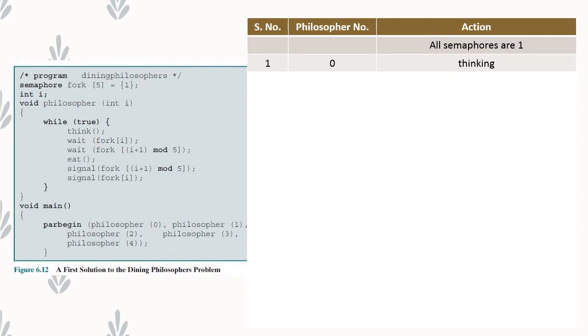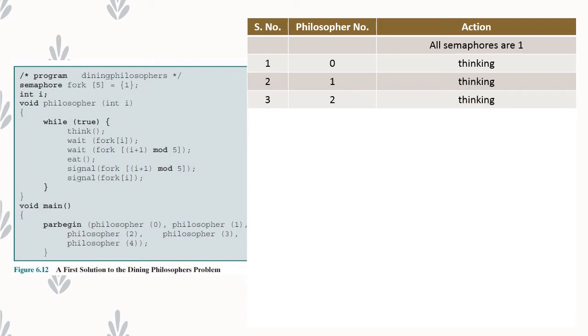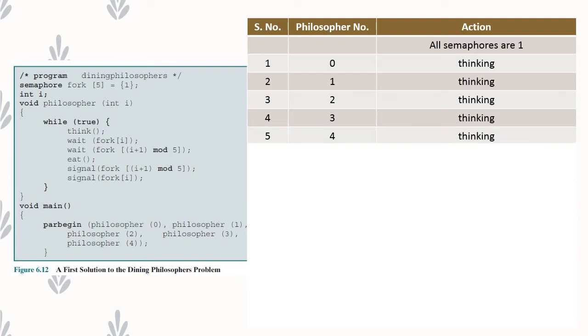Let us suppose that philosopher 0 comes in and starts thinking. Then philosopher 1 comes in and starts thinking. Then philosopher 2 comes in and starts thinking. Then philosopher 3 comes in and starts thinking. Then philosopher 4 comes in and starts thinking. All of the philosophers are thinking now.